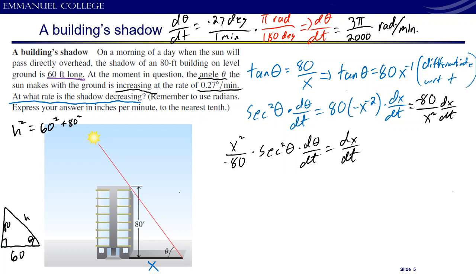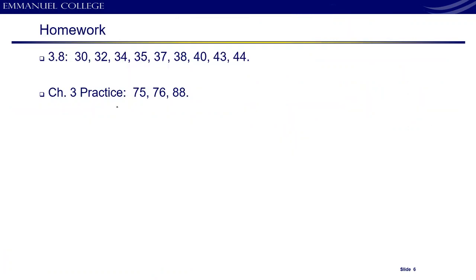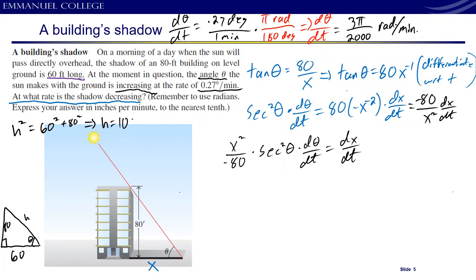Which is going to give you that h is equal to 100. Whoops. So you take the square root because it would be 3600 plus 6400. Add those together, and then you take the square root of that, and you get 100.